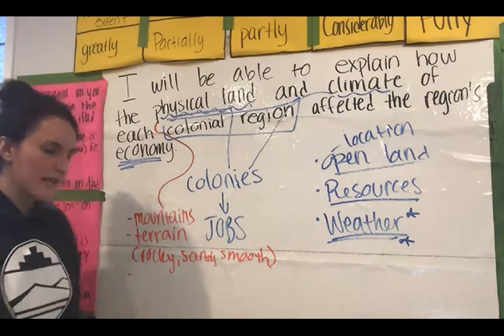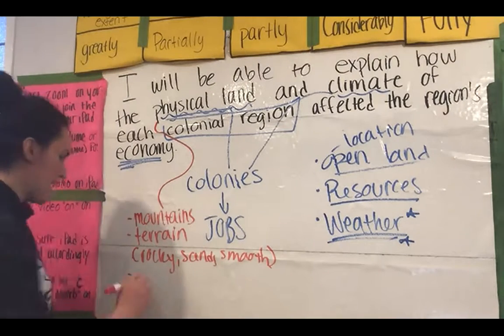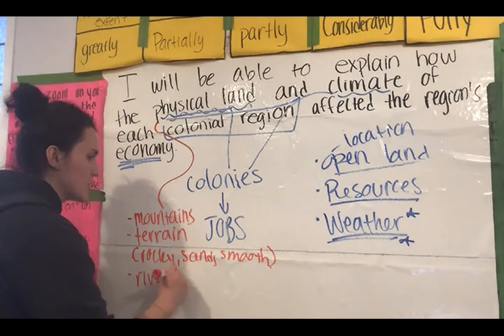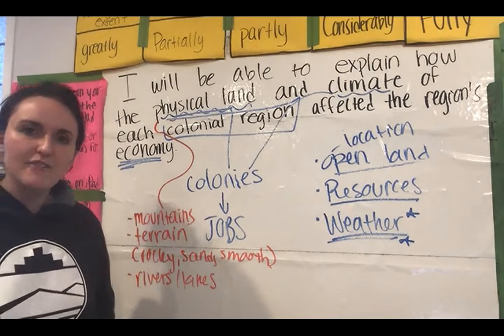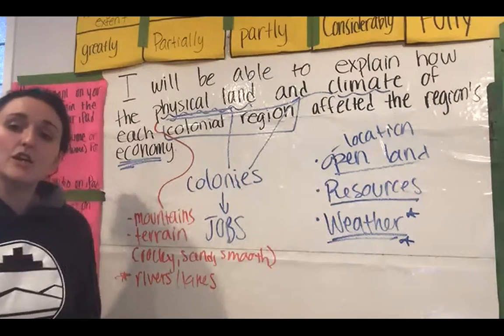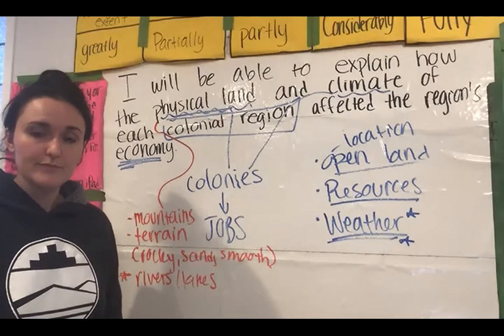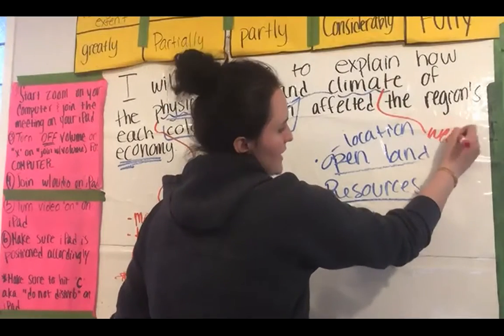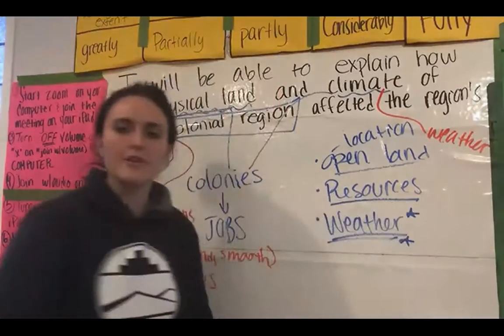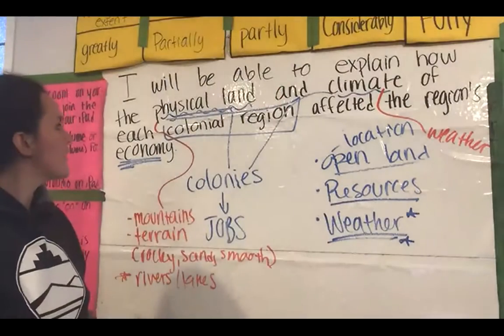Another feature of physical land might be rivers. Are there rivers? Are there lakes? So depending on where you live, the physical land might look different. We also need to pay attention to climate today, and climate can simply be defined as the weather. What kind of weather do you have?